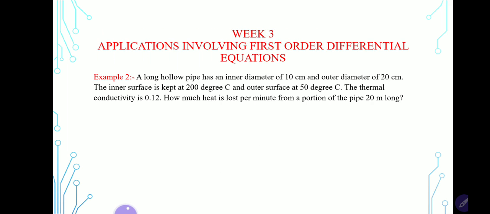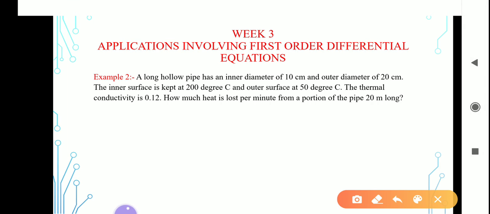The second problem is the same. A long hollow pipe has an inner diameter of 10 centimeter and an outer diameter of 20 centimeter. The inner surface is kept at 200 degrees centigrade and the outer surface is at 50 degrees centigrade. The thermal conductivity is 0.12. How much heat is lost per minute from a portion of the pipe 20 meter long? This is given in the problem. It's the same as the last problem. For solving this we have to use Fourier law of heat conduction.